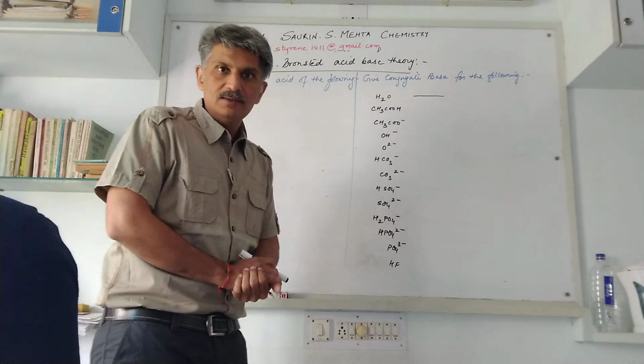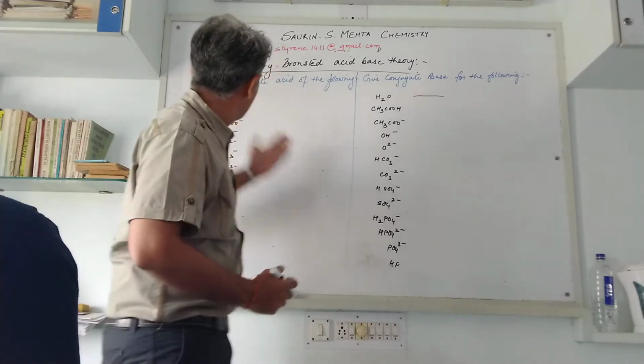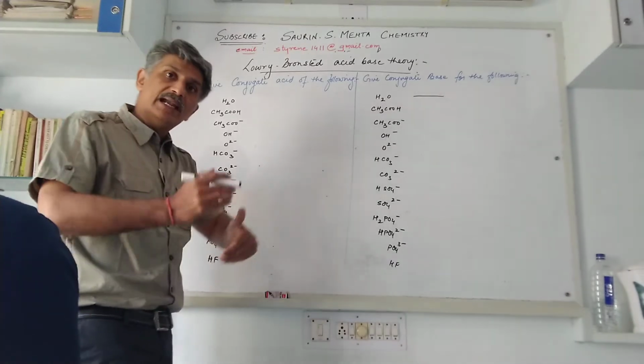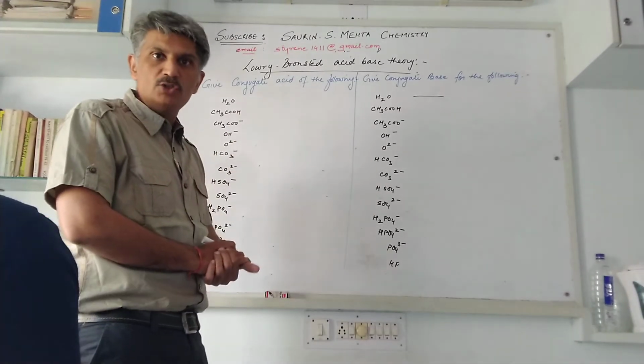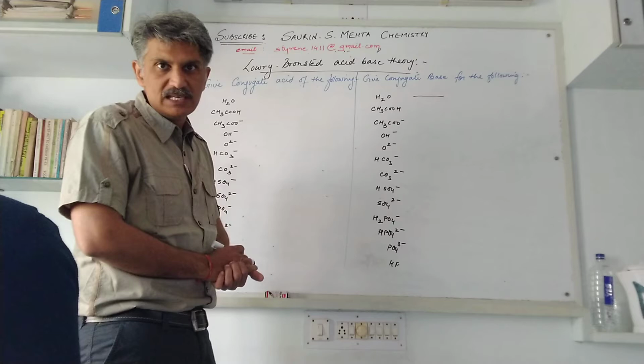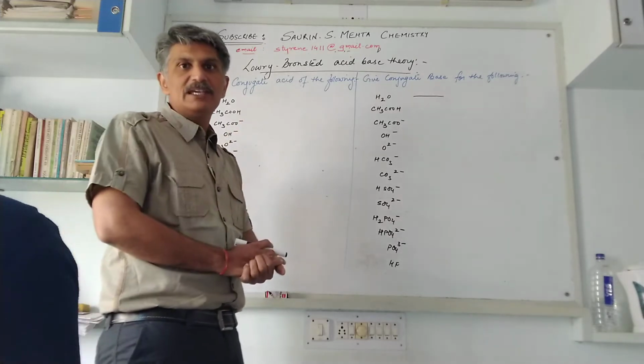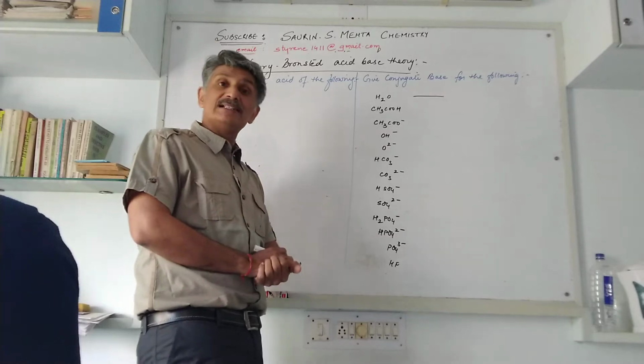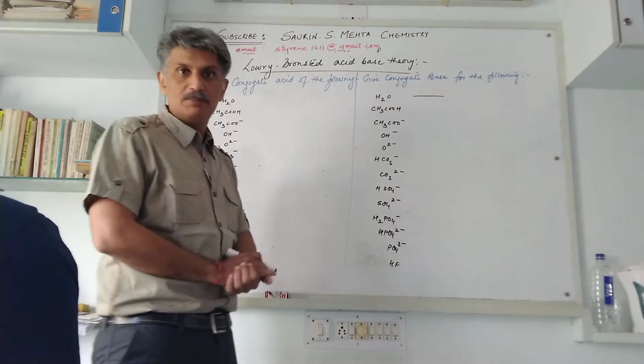To save some time, I have already given a few compounds. You can see I have listed them over here. And now we will accordingly find their conjugate acids and conjugate bases. There is a simple technique we can keep in mind and get conjugate acids and conjugate bases of any compound. Let's see how.